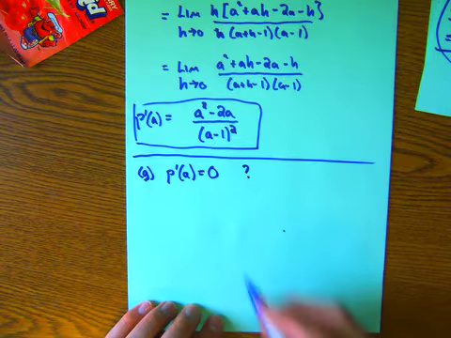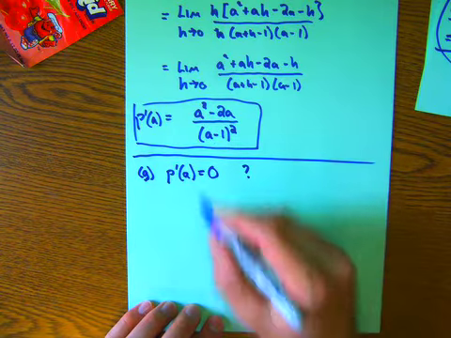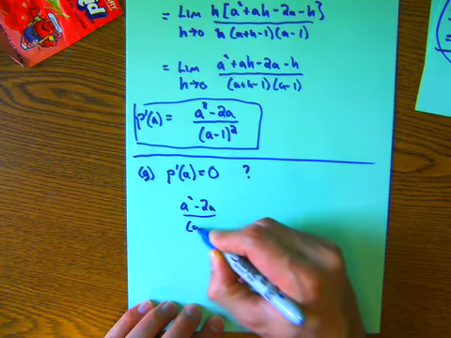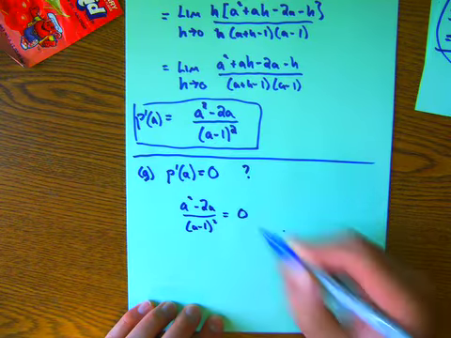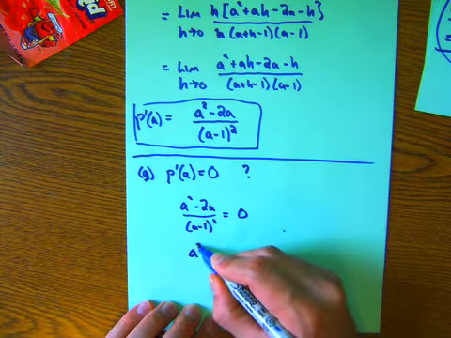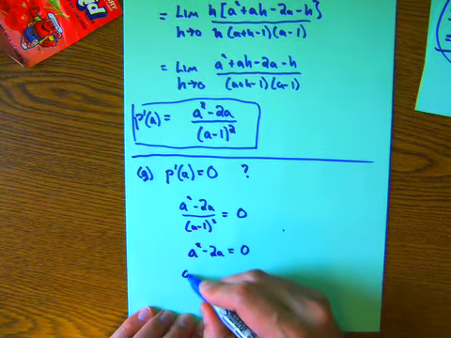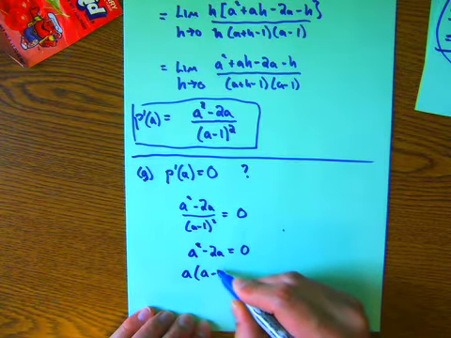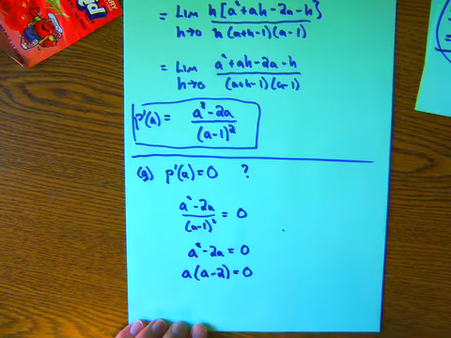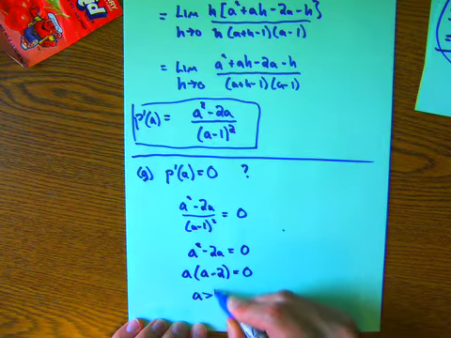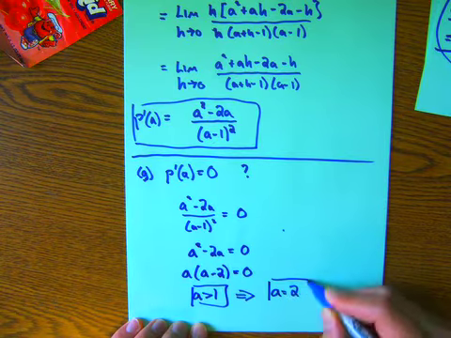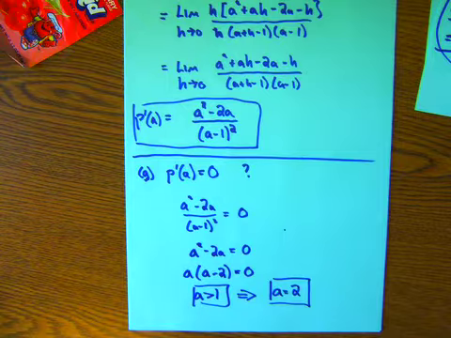This isn't so bad because we just take a squared minus 2a over a minus 1 squared and set it equal to 0. If we cross multiply, this becomes a squared minus 2a. I can factor out an a and write this as a times a minus 2 equals 0. And since we know that a is greater than 1, as it says in the problem, that implies that a equals 2 is the solution that we want.